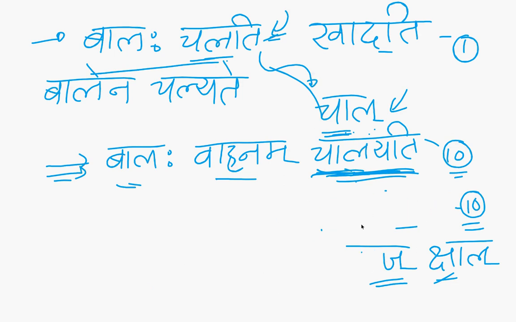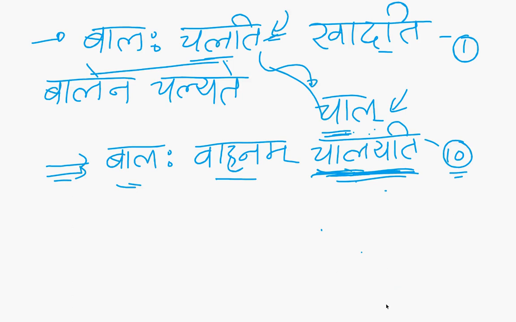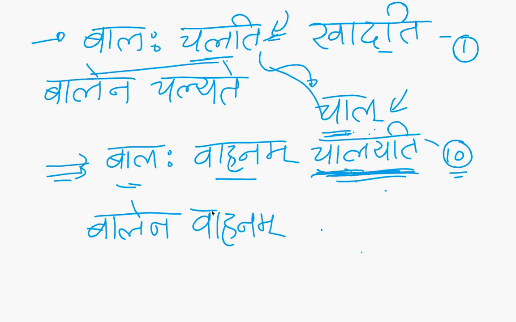The rules are same. Kartrupadam vibhakti changes to tritiya. Karmapadam vibhakti changes to prathama. Balaha becomes balena. Vahanam becomes prathama, vahanam. Balena vahanam, because it is napunsakalingam. Chalayati becomes... Now this will act like a churadiganiya dhatu. Chorayati, pujayati.